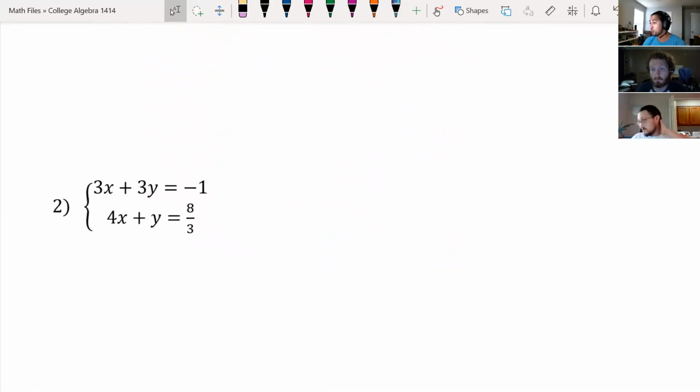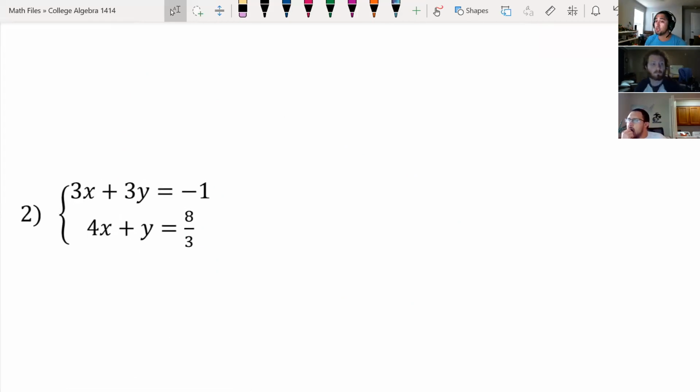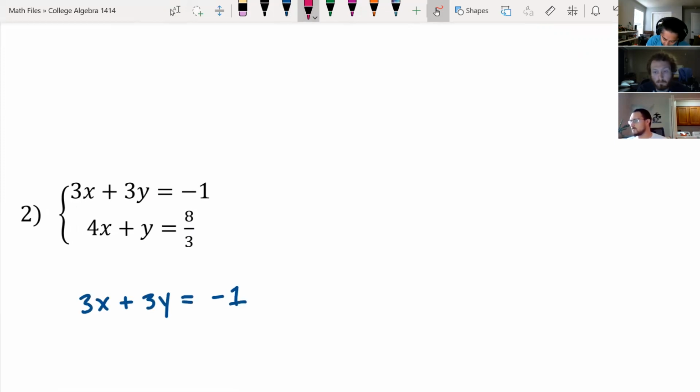3x plus 3y equal to -1, and 4x plus y equals 8/3. Okay. So here, once again, since we're using elimination method, pick a variable you want to eliminate. And Pete said, eliminate y. Let's do it. So we're going to eliminate y. So let's bring these equations out. 3x plus 3y equal to -1. And 4x plus y equal to 8/3.